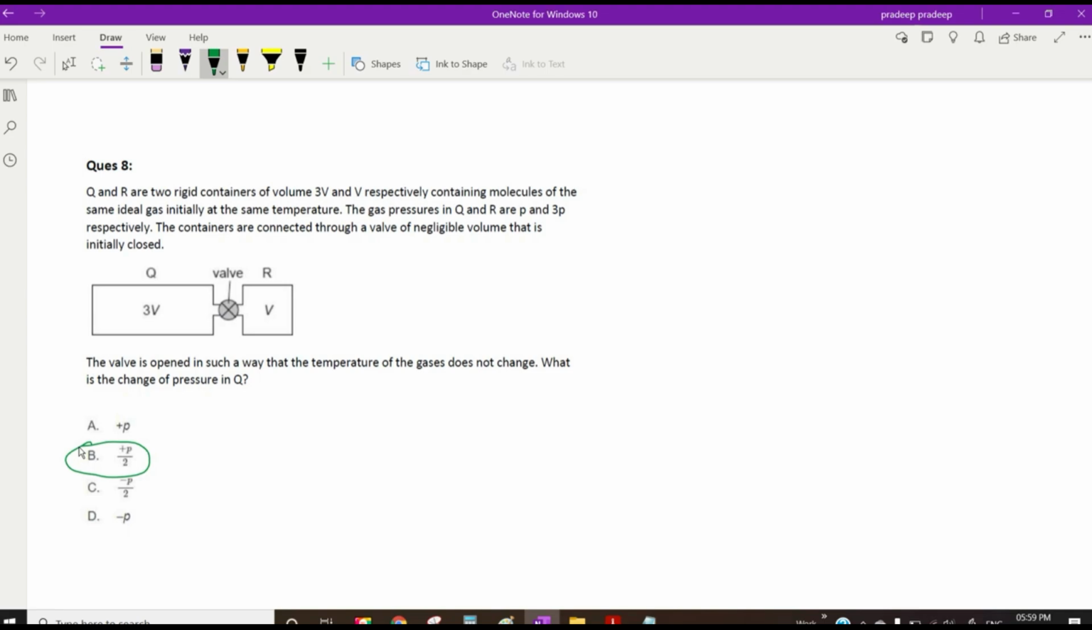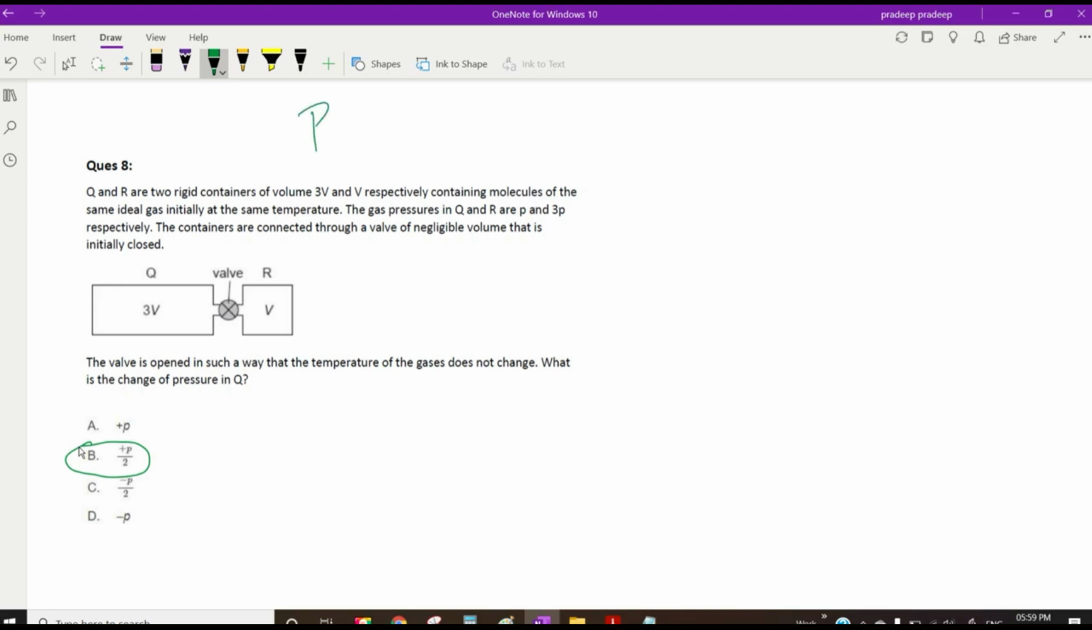Yes, sir. So, I just equated both the sides. So, it will be 3V into P equal to V into 3P. Why did you equate? Sir, because both are ideal gases, right, of the same temperature, and the temperature is constant. So can we equate P into V in that case?